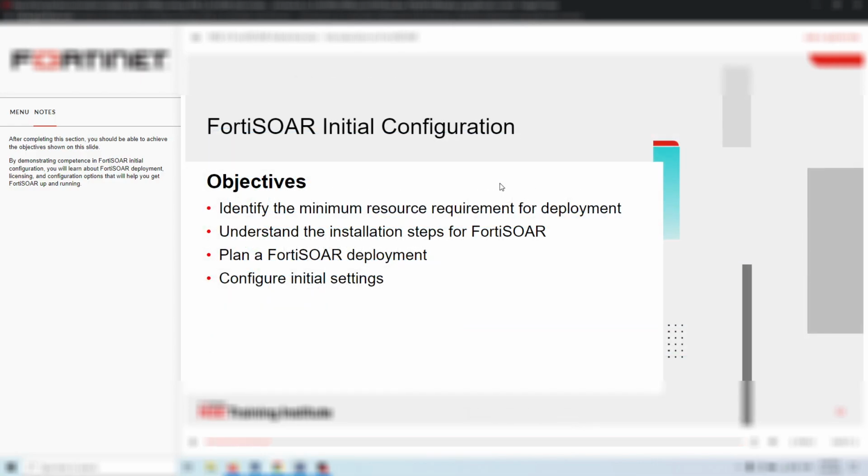After completing this section, you should be able to achieve the objectives shown on this slide. By demonstrating competence in FortiSOAR initial configuration, you will learn about FortiSOAR deployment, licensing, and configuration options that will help you get FortiSOAR up and running.